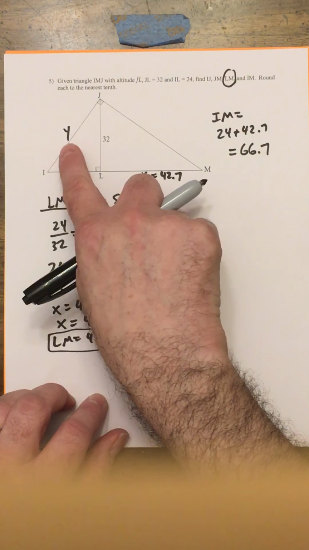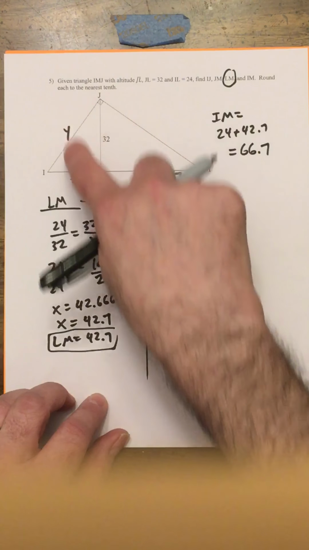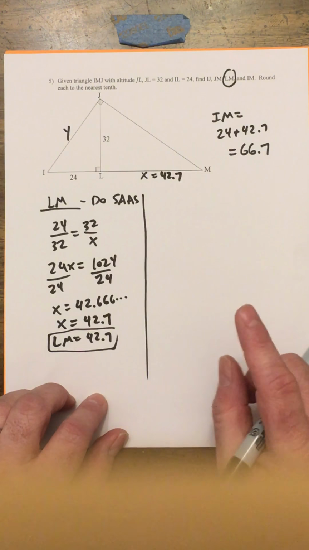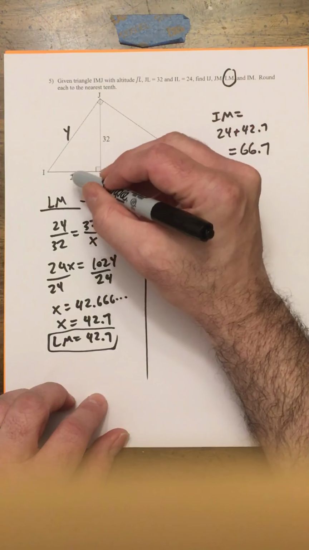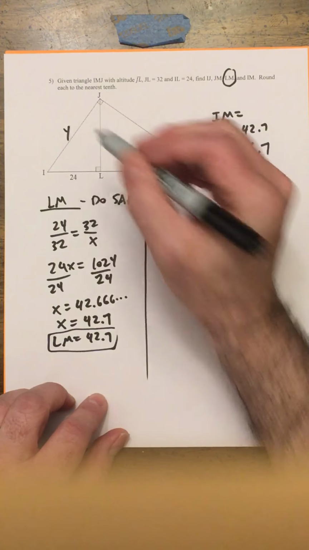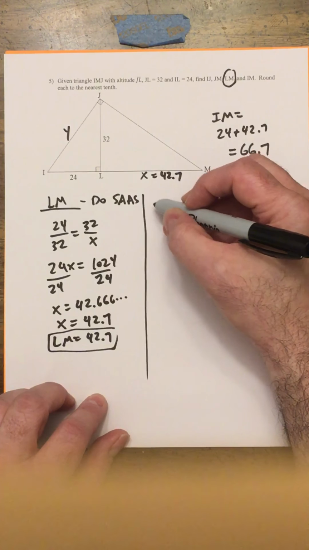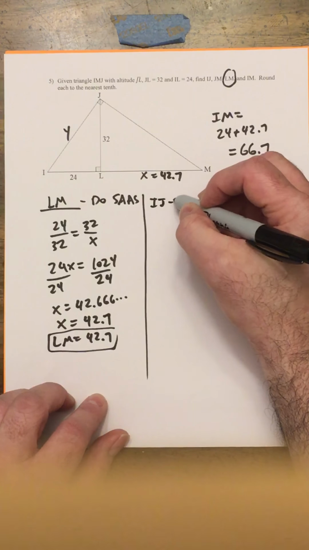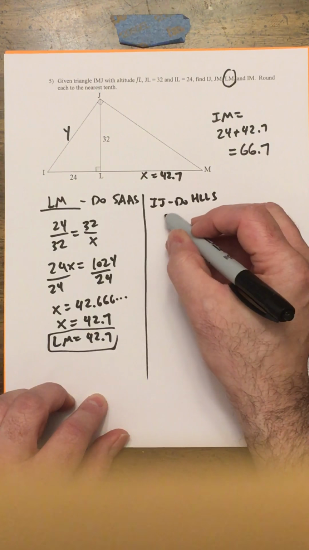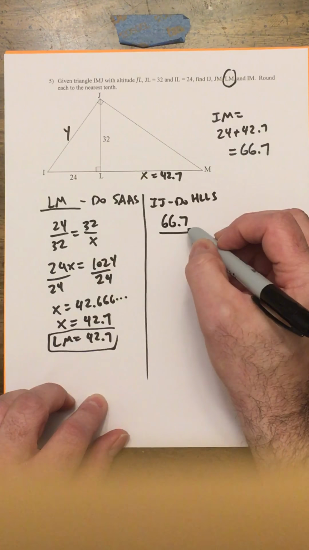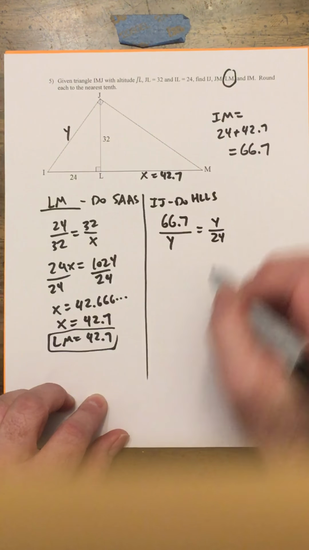Now you might say, okay, how am I supposed to do this? Well, you could clearly do hills, you know, hypotenuse over leg equals leg over segment. You could also do, if you choose, this triangle here is a right triangle. You know the two legs. You could do Pythagorean theorem, a squared plus b squared equals c squared, but let's practice hills just for the sake of it. This is going to be a hills problem, so IJ, do hills. So it's going to be hypotenuse, which is 66.7, over y leg equals y over 24.